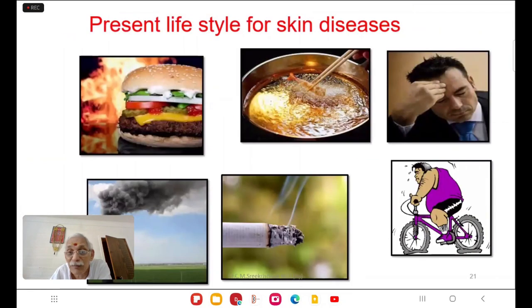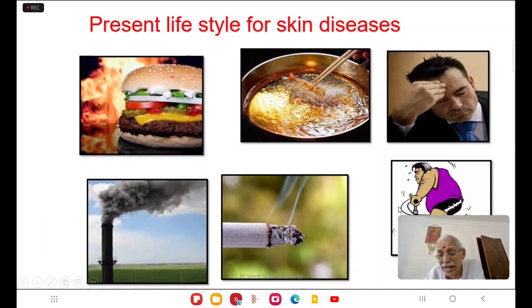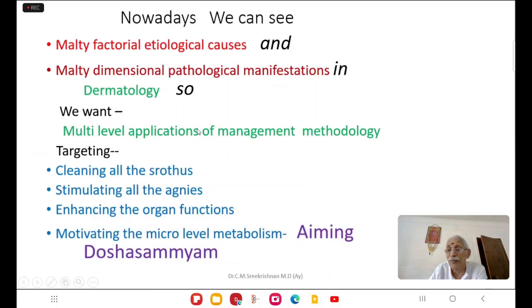So by this, what is the present lifestyle? Here, this is the present lifestyle and etiological factors. This is the skin disease: stress and lack of exercise, smoking, alcohol, etc. In the Acharya period, Havi Prashna, that is, wrong dietary habits, was the only main cause. But nowadays, it is not only Havi Prashna; we can see causes anywhere. So nowadays we can see multifactorial etiological causes, which is called multi-dimensional pathological manifestation in dermatology.